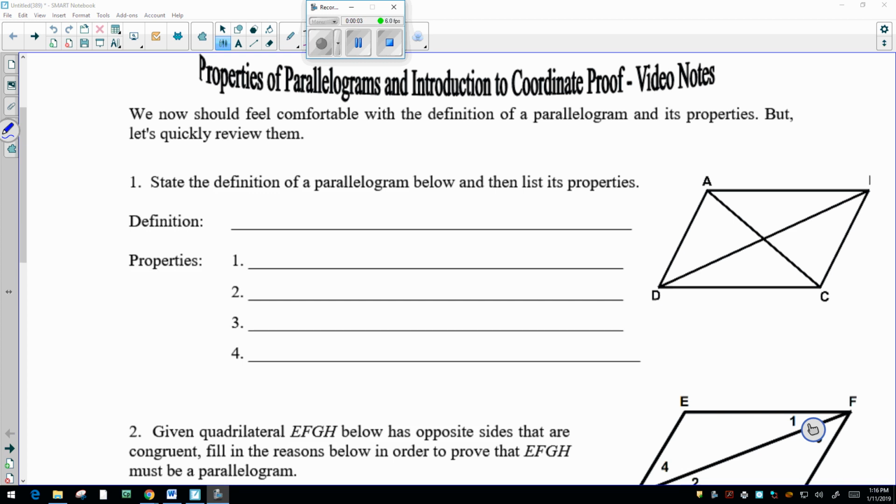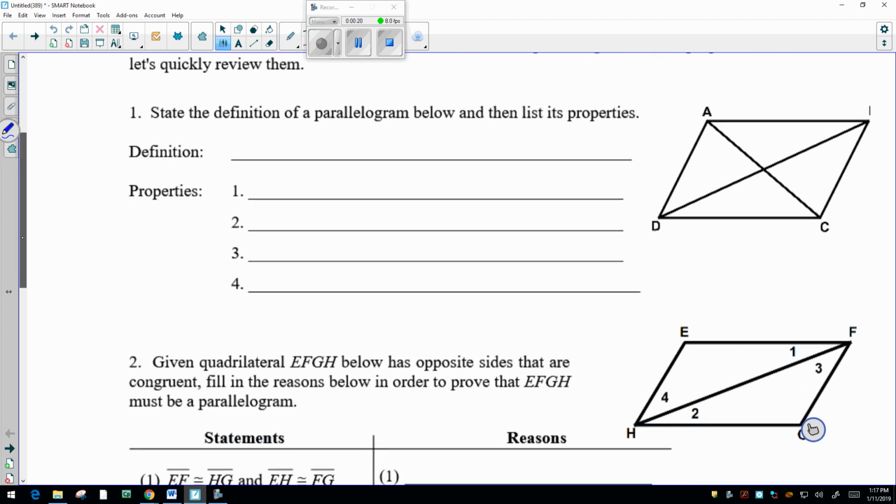Today we're looking at parallelograms and how we are able to do either different coordinate proofs or regular proofs with these figures. So before we can actually do those, I think it's important that we understand what the definition of the parallelogram is and the different properties that it possesses.